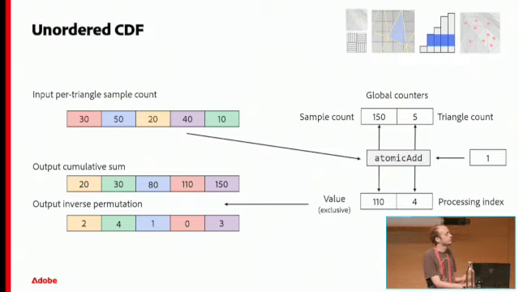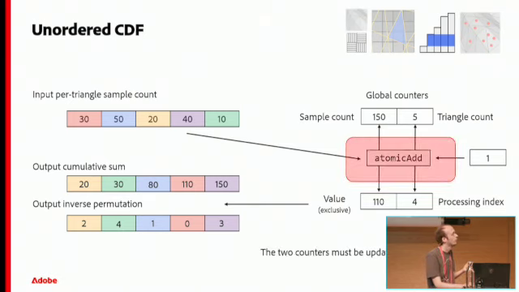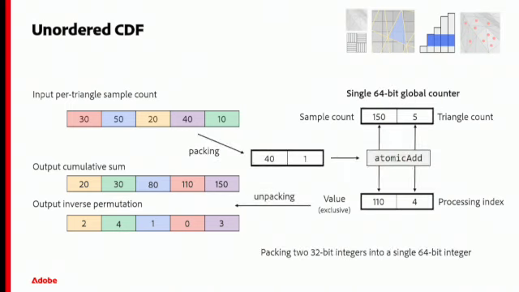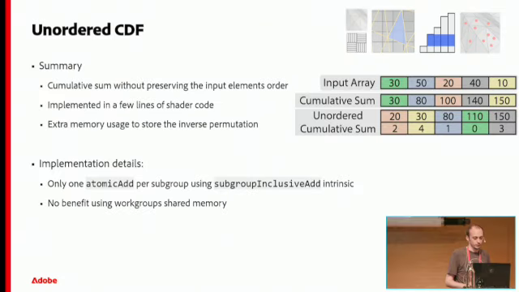But here is one catch: those two counters need to be updated synchronously, which is not easily possible on current hardware. So the trick here is to combine those two counters into a single one, a single 64-bit global counter, by packing the two integers into one and unpacking when writing the value.